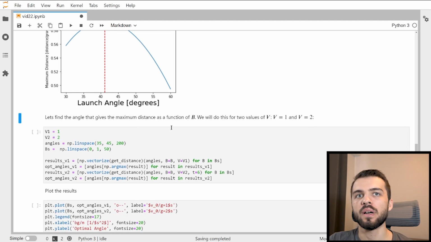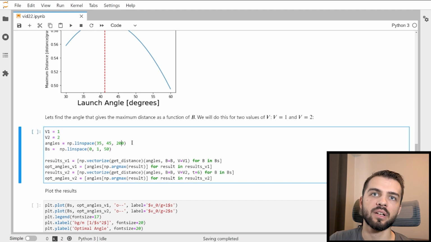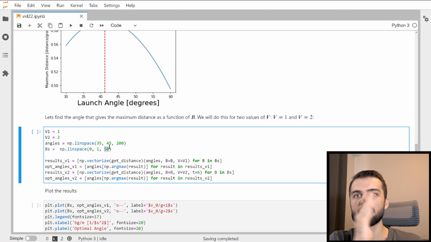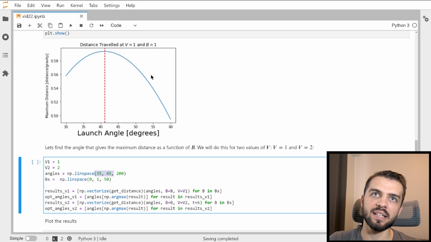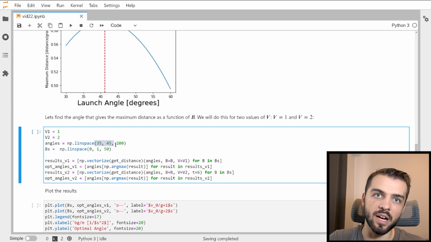So we'll look at v equals 1 and v equals 2. These are two things here. And we'll look at a bunch of different angles between 35 to 45 degrees for all these different values of b. So we'll look at 50 different friction values between 0 and 1. And we're going to compare them. So we're going to use these angles to kind of get an idea. And we want to look for the maximum value of all these angles each time.